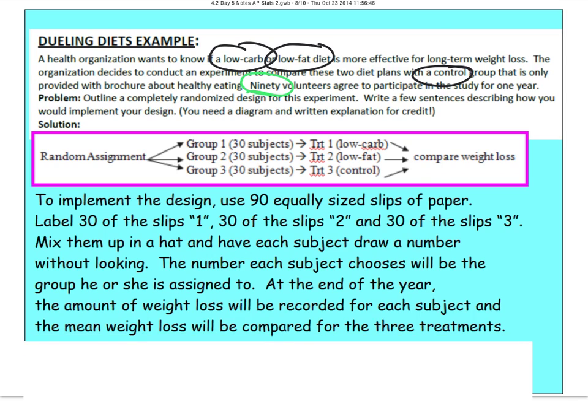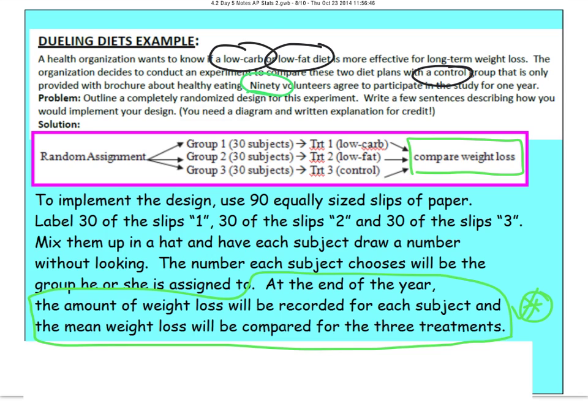Folks, one thing you have to be really cautious of: you must talk about how you're going to look at the results at the end. So the response variable. We're going to compare the response variable. People will tend to forget to mention this in their design, but it is incredibly important you talk about this last component on how it's going to be done.